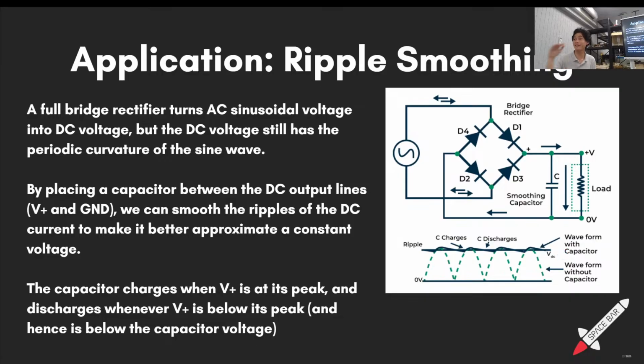Yeah, it makes it flatter. That's right. So we call this a smoothing capacitor. Is it a filter capacitor? Yes, I forgot. Yes, it is a filter capacitor. Good. People call it different names. It is a capacitor, and we use it for smoothing.